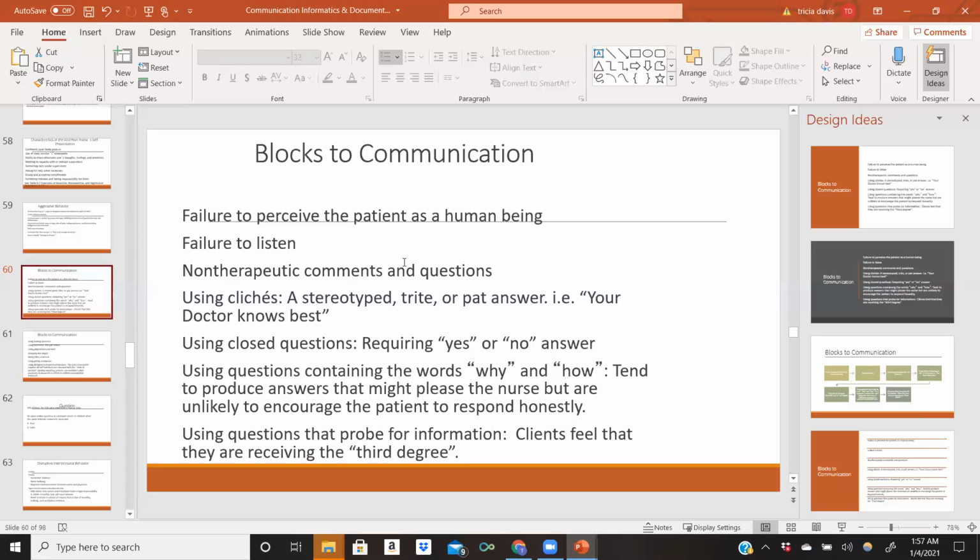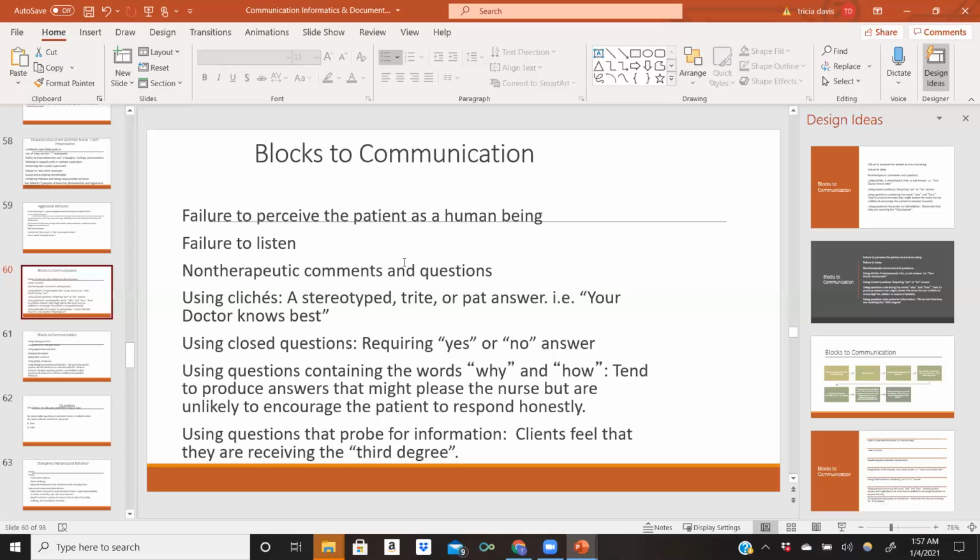You want to avoid closed questions, yes or no. You want to use questions containing the words why and how, because these allow your patients to produce more detailed answers, okay? They tend to produce answers that are good for you, more detailed answers, but sometimes your patients might not respond honestly. So you want to try and phrase them a little bit better, okay?